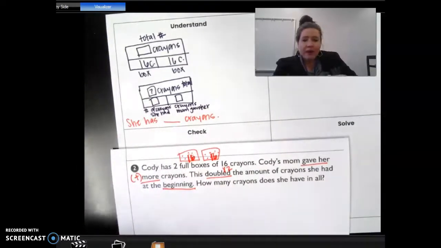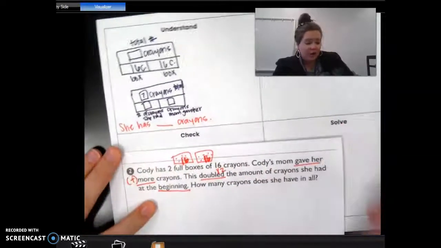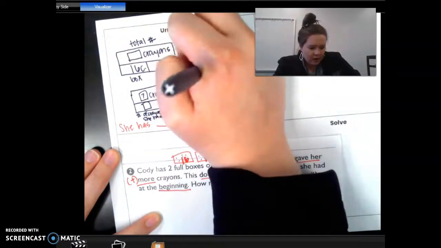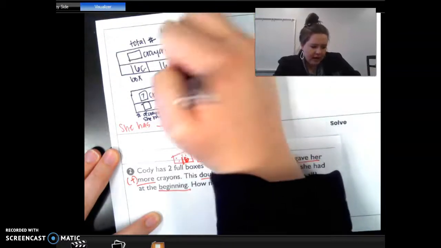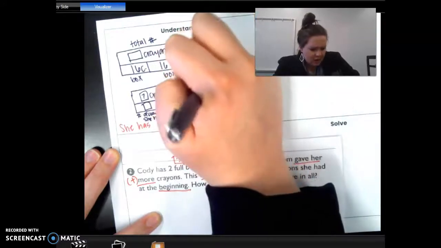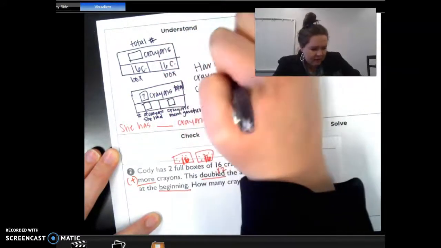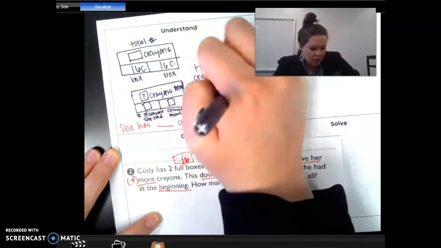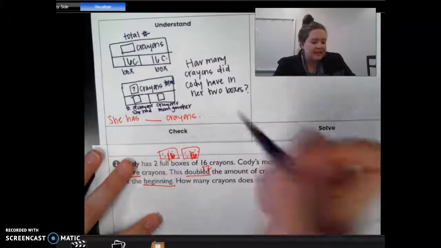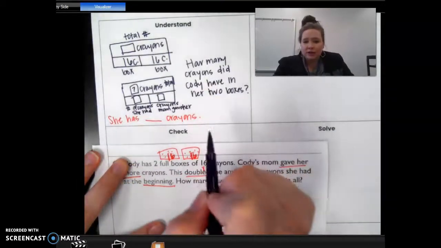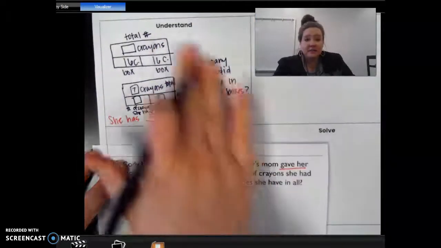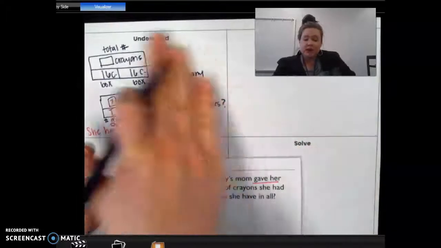All right? But I want us to identify the hidden question. So the hidden question would be, how many crayons did Cody have in her 2 boxes? Okay? Or you could have said something like, how many crayons did Cody have at first? All right? So I know that this seems like a lot, okay? So this is all we're understanding.